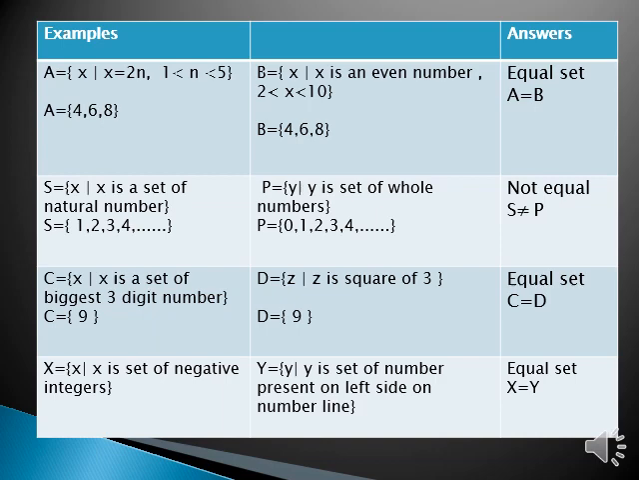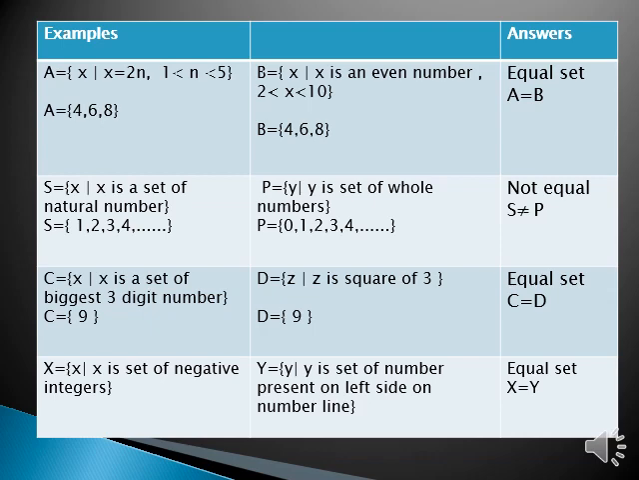Now B is a set of x elements such that x is an even number, x is greater than 2 and less than 10. Now your condition is that it should be greater than 2 and less than 10. So we are not going to consider 2 and 10. Thus B is a set of 4, 6 and 8. If we see the elements of set A and B, they are exactly the same. Thus these two are equal sets. Therefore A is equal to B.